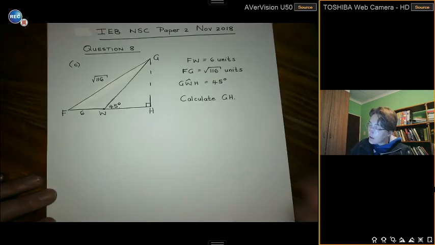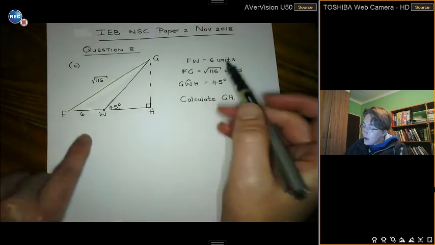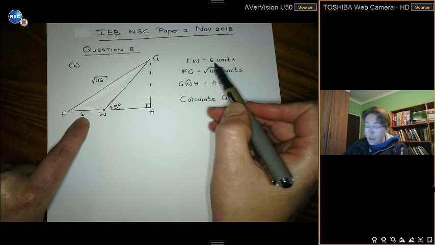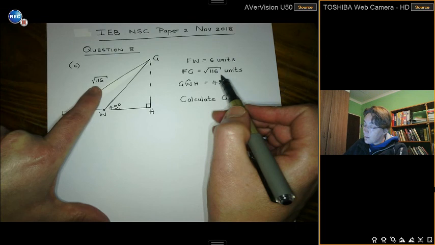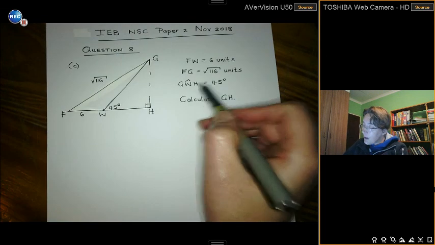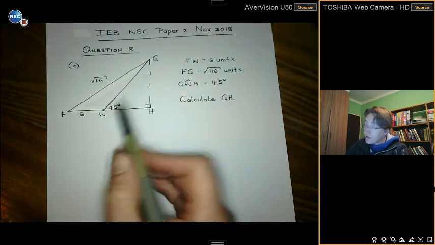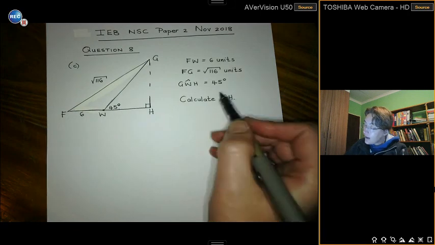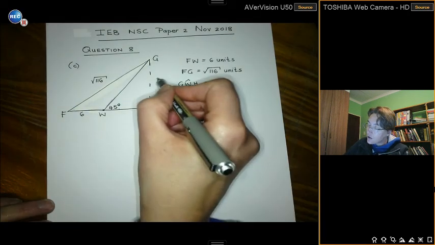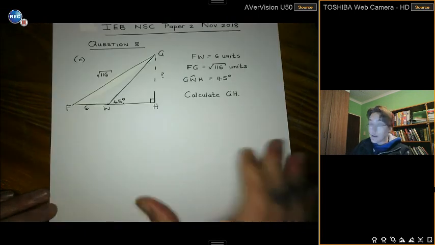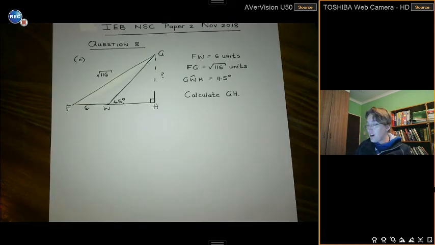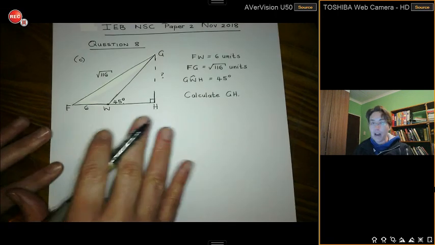And they give me the following information. They say in this triangle, FW is 6 units over here, FG is the square root of 116 units up here, angle GWH, so from G to W to H, is 45 degrees over there, and they're asking you to calculate GH. So that's what you want to calculate. Now this one, for instance, even though it was asked in the final exam, it's not even a 3D problem if you think about it, because it doesn't involve 2 planes. It actually only involves 1 plane.